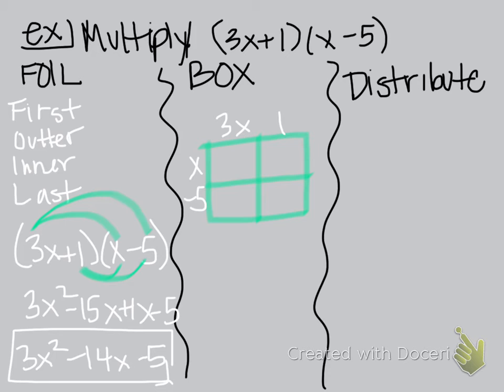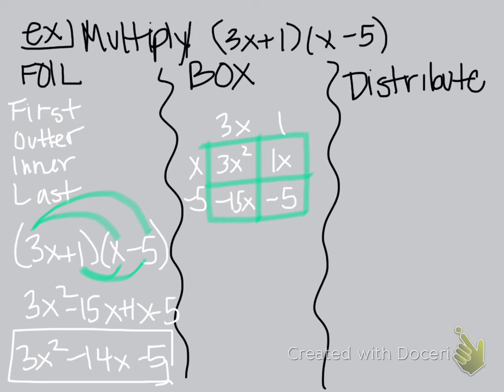And now you're just going to find the area of the box. So I have a 3x squared for my top box, 1x for the top right, a negative 15x for the bottom left, and a negative 5 for the bottom right. And again, we go to combine like terms.